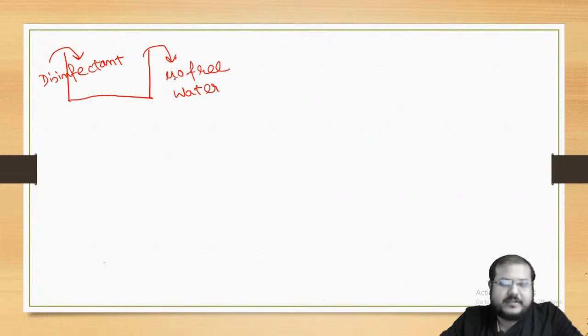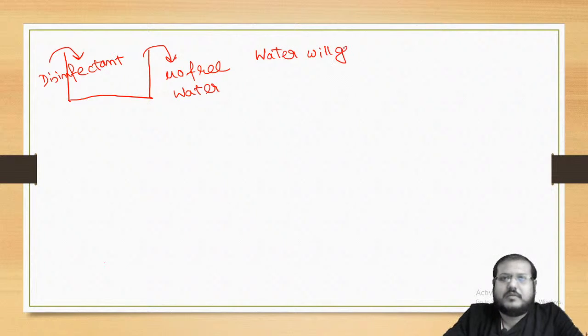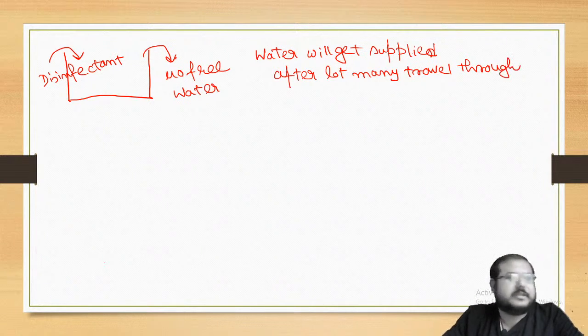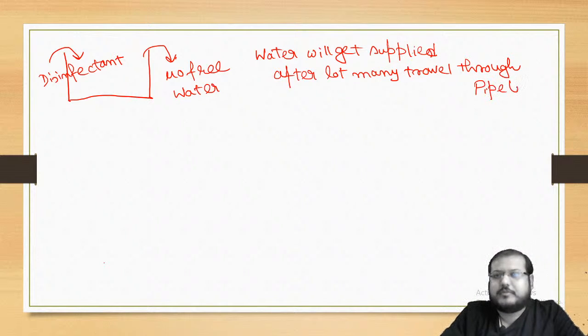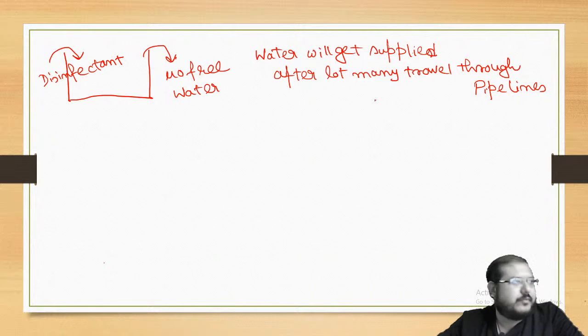Now the water will not get supplied just after the disinfection process. Water will get supplied after a lot of struggle through pipelines, because if you have to supply water to the end of a catchment area, to the last house, the water will be traveling through many pipelines. Now during that traveling process, is there any guarantee that the water is not getting infected once again? You will not be able to give any guarantee.